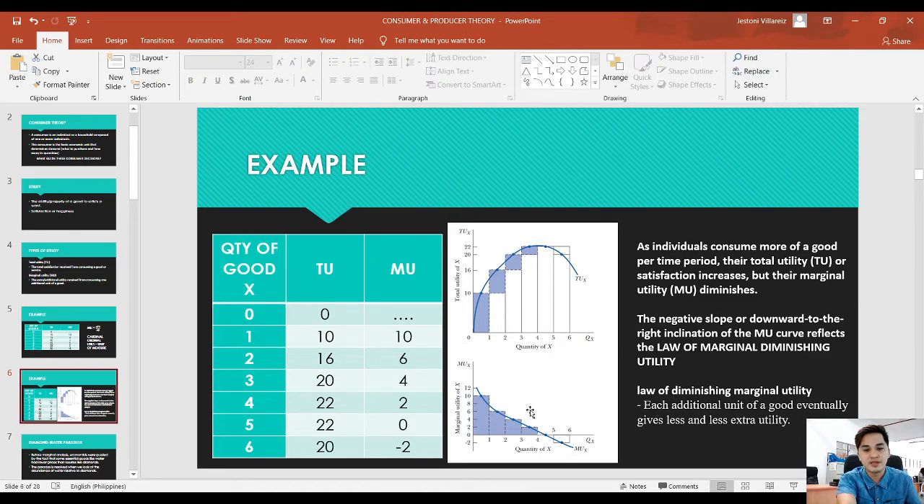Alright? So that's how utility can affect someone's demand. Clear? Is it clear? The concept of utility? Yes, sir. Okay.